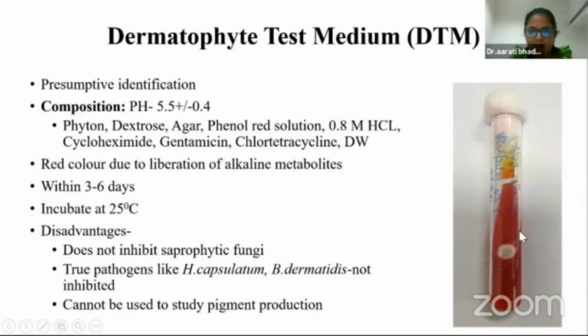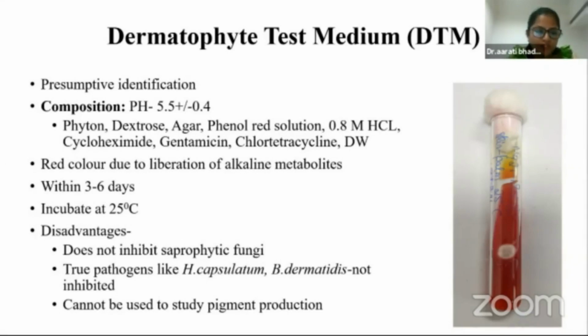Here only dermatophyte will be grown, and if the dermatophyte has grown, then it will change the color from yellow to red. The medium will be red. This is a positive reaction here. This is a dermatophyte, and the color has changed from yellow to red. The color change will be there from 3 to 6 days only. So rapid growth will be there, and it should be incubated at 25 degrees Celsius.